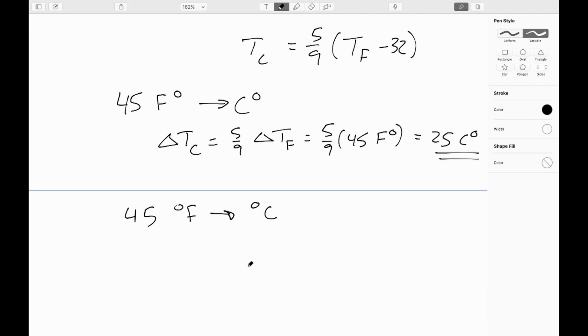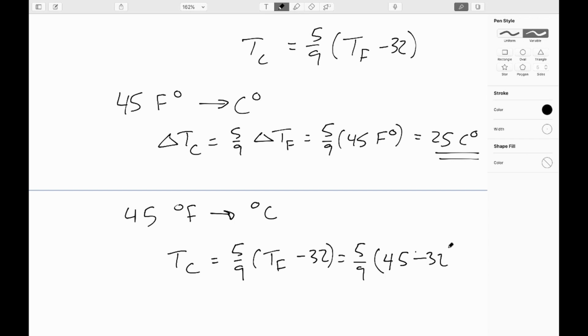So here, the difference now is the degree sign is in front of the F. So this means we're converting readings. So we'll have to say that the temperature in Celsius is 5/9 of the temperature in Fahrenheit minus 32. So it'll be 5/9 of 45 degrees minus 32. That's going to yield us 7.22 degrees C.